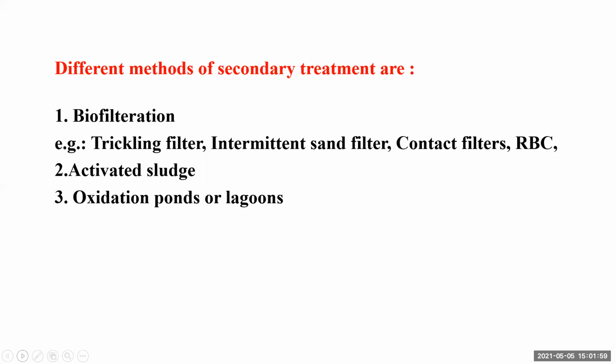In your syllabus, we are going to discuss trickling filter as well as RBC, that is rotating biological contactor. The second method of secondary sewage treatment is using an activated sludge unit. The third, we can also use oxidation ponds or lagoons. Now let us discuss in detail the trickling filter.